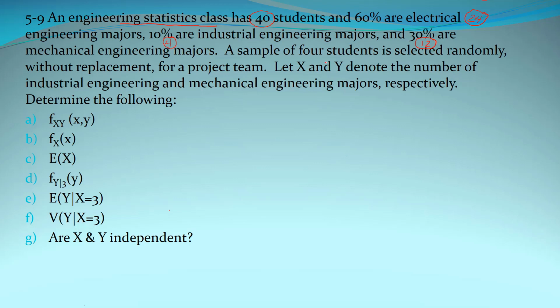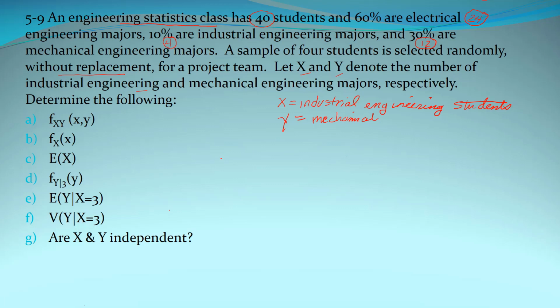So we're going to sample 4 students that we select randomly without replacement. Aha! Without replacement. So that means that we are going to have the general hypergeometric. So we're going to let x and y denote the number of industrial, so x is industrial engineering students, and y is going to be the number of mechanical.